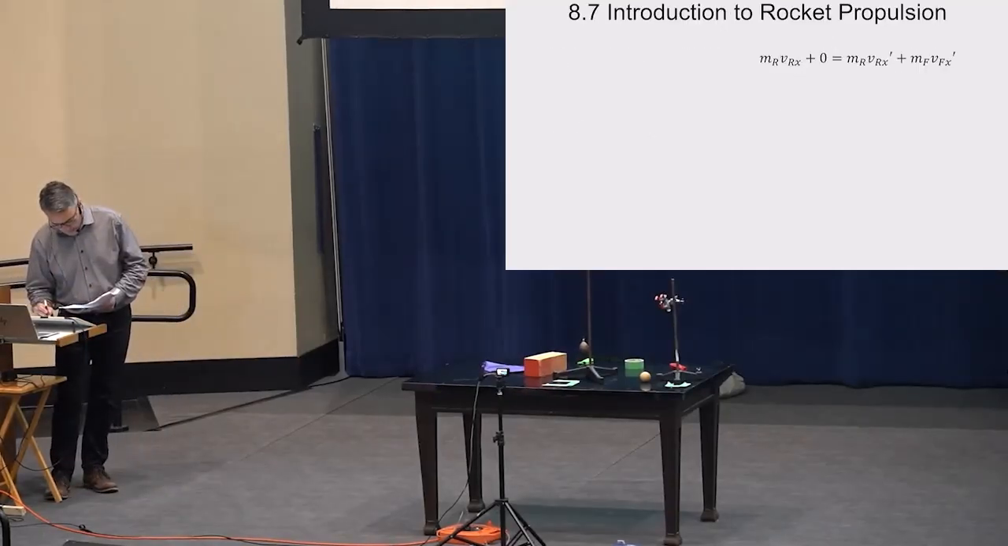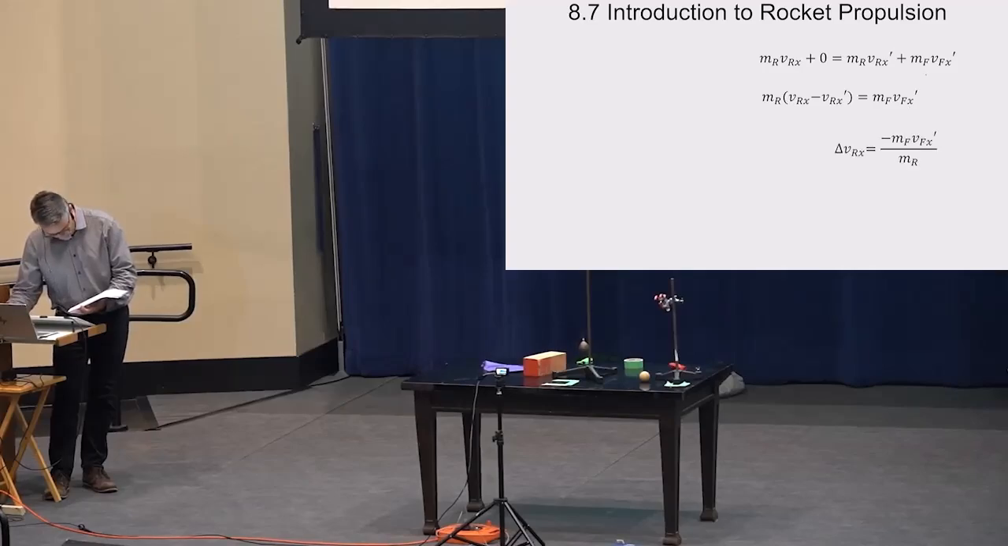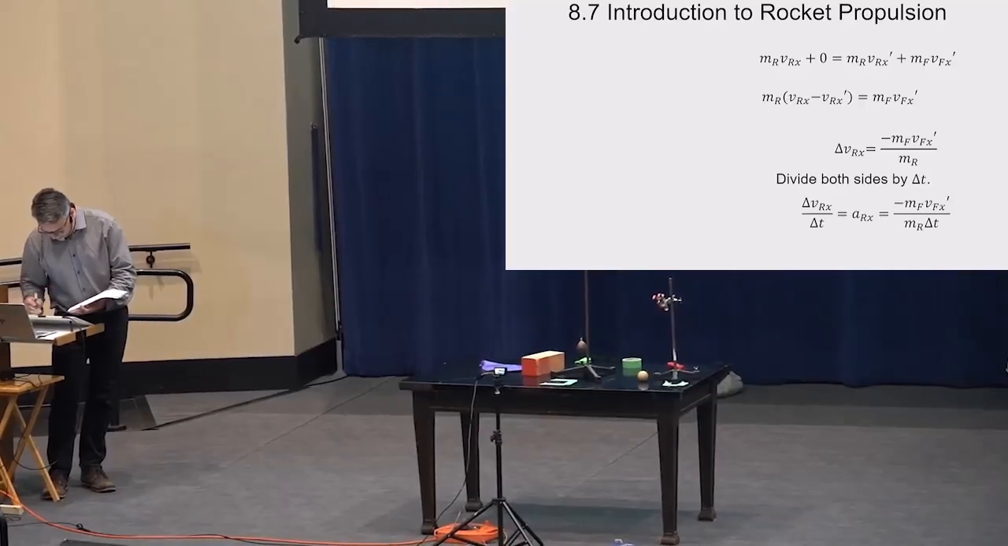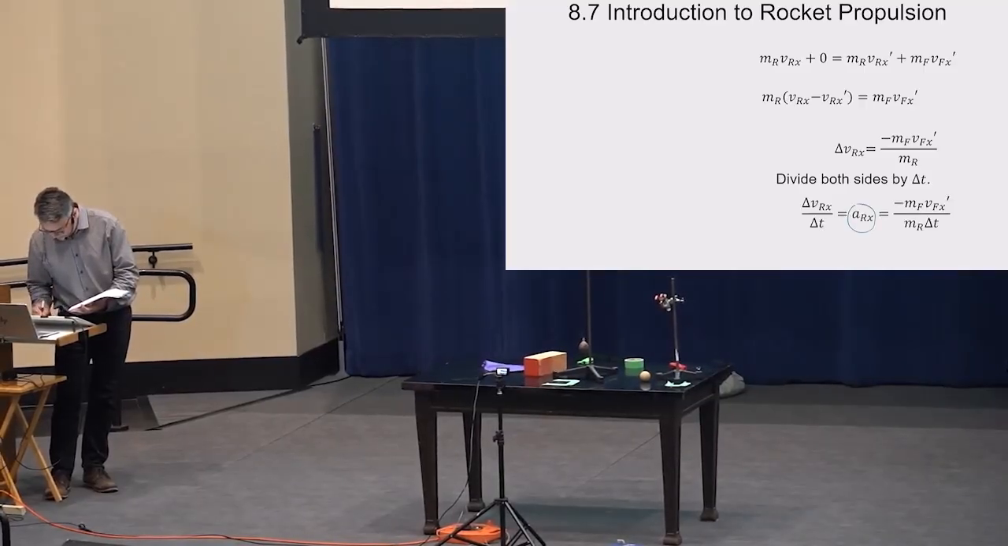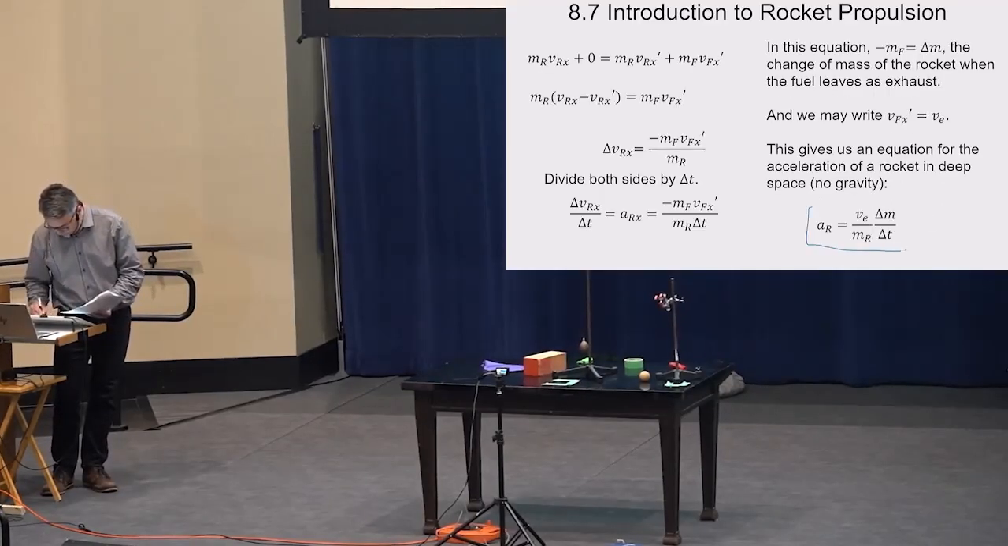So this is the momentum of the rocket plus its velocity, plus 0. So we're changing the rocket's momentum. If you rearrange this, you've got the change in the rocket's velocity is equal to the mass of the fuel times the final velocity of the fuel. Divide both sides by delta t, and you get the acceleration of the rocket equal to minus the mass of the fuel times the ejected fuel velocity divided by delta t.